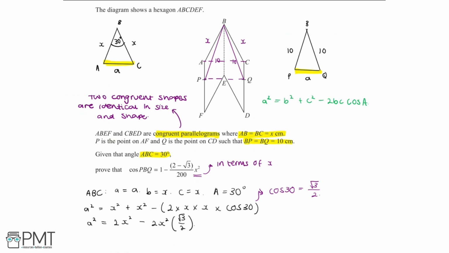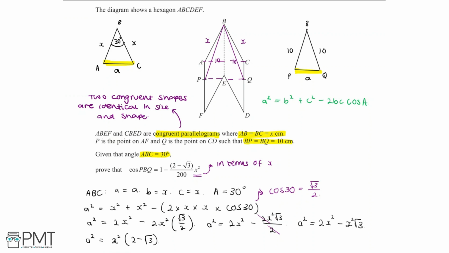We can now multiply 2x squared by root 3 over 2. So a squared equals 2x squared minus 2x squared root 3 over 2. And now we can simplify this even further. We can divide both the numerator and the denominator by 2 for 2x squared root 3 over 2, and we're left with a squared equals 2x squared minus x squared root 3. And now there's one final step to simplifying this, and we can factorize x squared out of the expression. So we're left with a squared equals x squared (2 minus root 3).